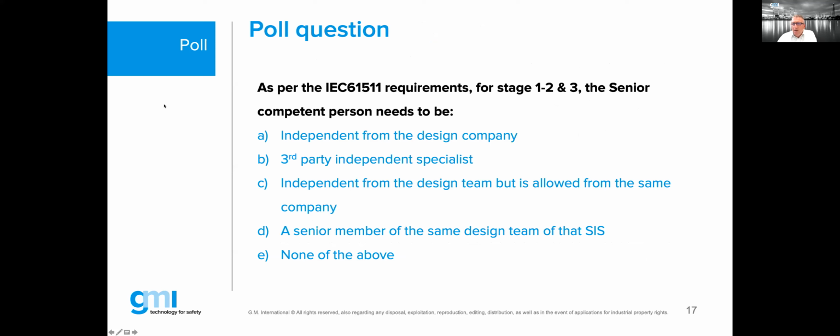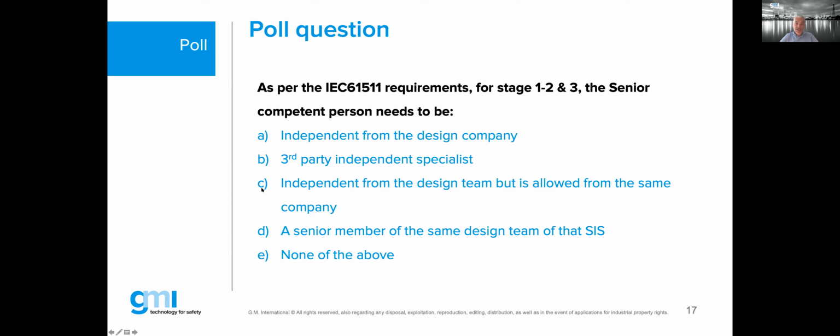Okay, I got a question here for all the participants that are logged in today. As per the IEC 61511 requirements for stage 1, 2, and 3, so clearly the design phase. I mean, stage 3 is right after your FAT. That means after you have done your system integration or your manufacturer has built the system. So the senior competent person needs to be, and now is the question for you, independent from a design company. That's the first answer, A. B, needs to be a third-party independent specialist.